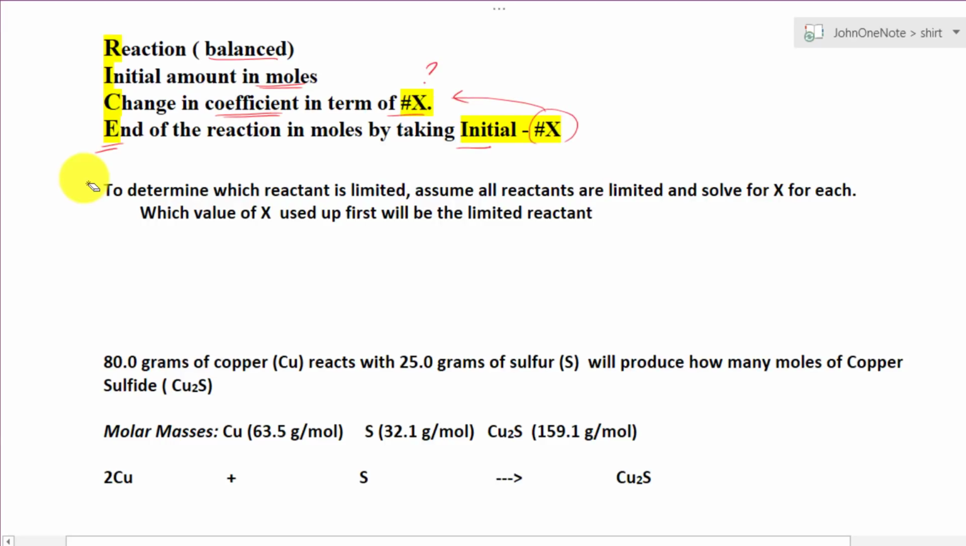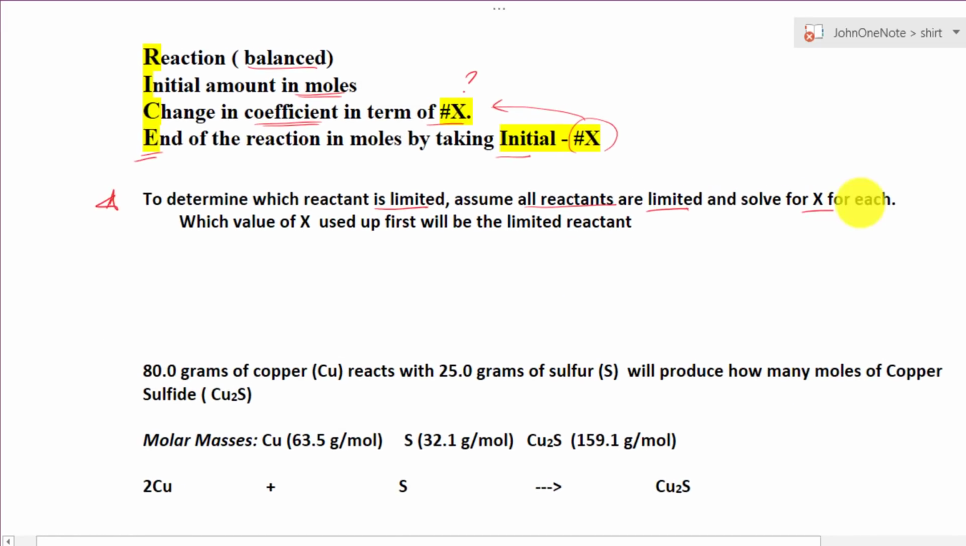But before we look at an example problem, we need to look at this strategy right here. How do we determine which reactant is going to be limited? To determine which reactant is limited, this is what you're going to do. Assume all reactants are limited, and solve for the x values of each of those reactants. The one with the smallest value of x is going to be used up first, hence the term limited, and it will be the limiting reactant.